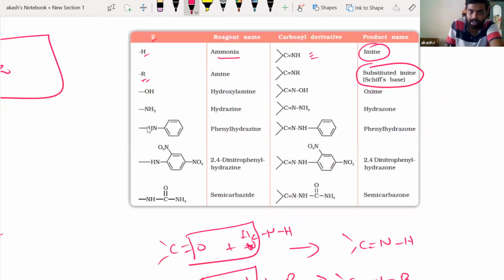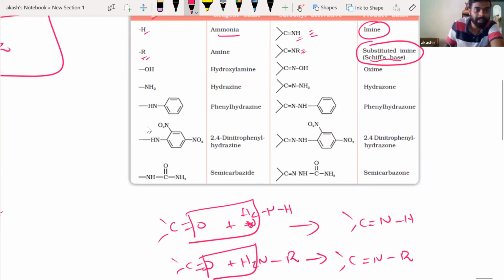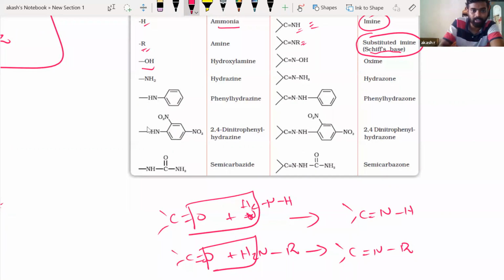Normally, if you have only hydrogen, it is called an amine. But if you have a carbon here, that is going to be called a substituted amine, and it is very important: Schiff's base. It is also called Schiff's base. Okay, right? Next, what we have next is OH.